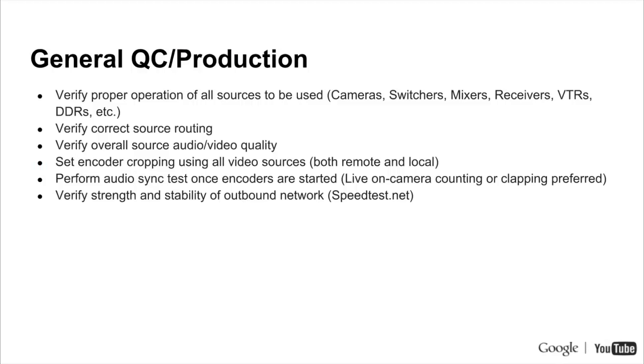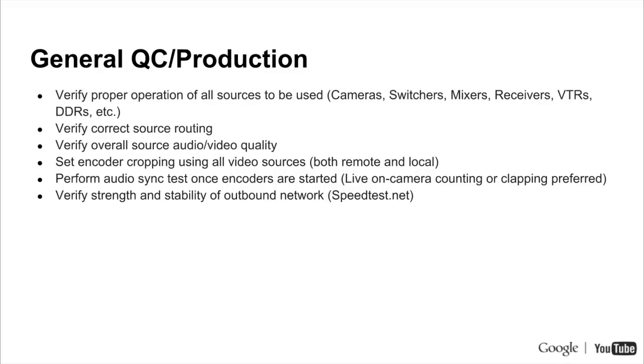Some tips we have here for general QC and production are: first, to verify the proper operation of everything that you're using. This includes every camera, every switcher, mixer, receiver, DVR, any source that you're going to be using for your feed, every microphone. Check batteries, check the condition, check everything in a real production scenario well in advance of your event. The last thing you want to do is have batteries die in a microphone in the middle of your live event.